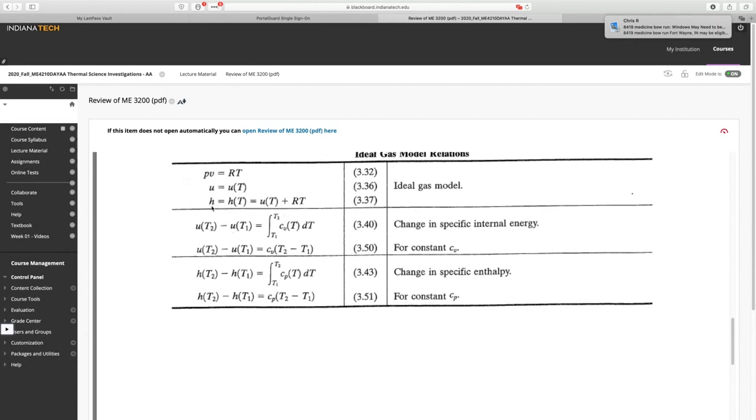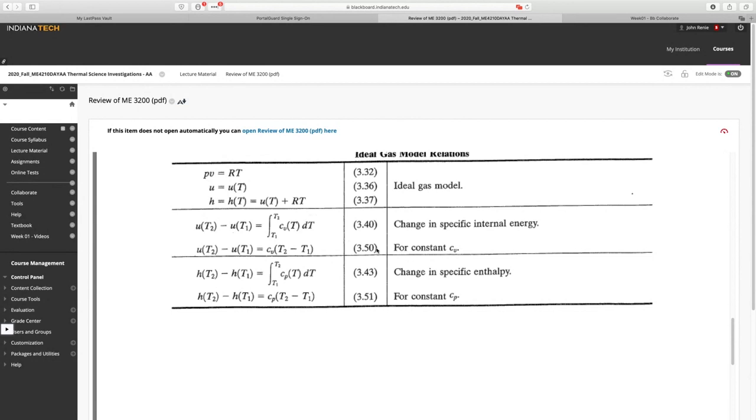We also know that enthalpy is related to the internal energy plus a PV value, and we know from the ideal gas law that PV is just equal to RT. And so even though enthalpy appears as if it has a pressure dependency through the PV process, since it's an ideal gas, PV is just directly related to RT, and so we can then say that enthalpy is only a function of temperature when it is an ideal gas.